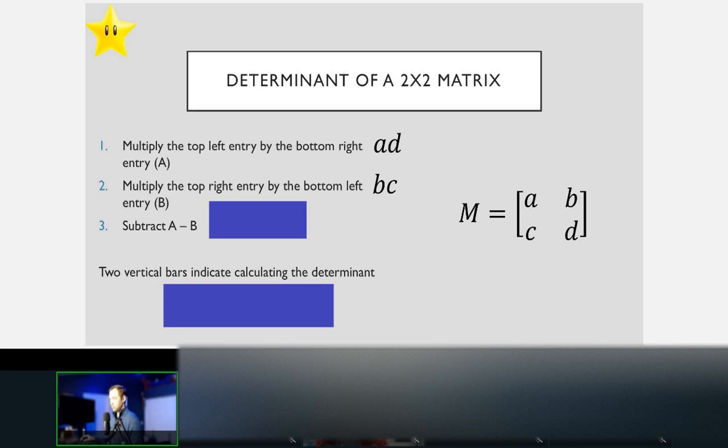Then we subtract the A value minus the B value. So AD minus BC. And then you have your determinant. Piece of cake, right? Super simple, right? And that's it. That's exactly how you find the determinant.